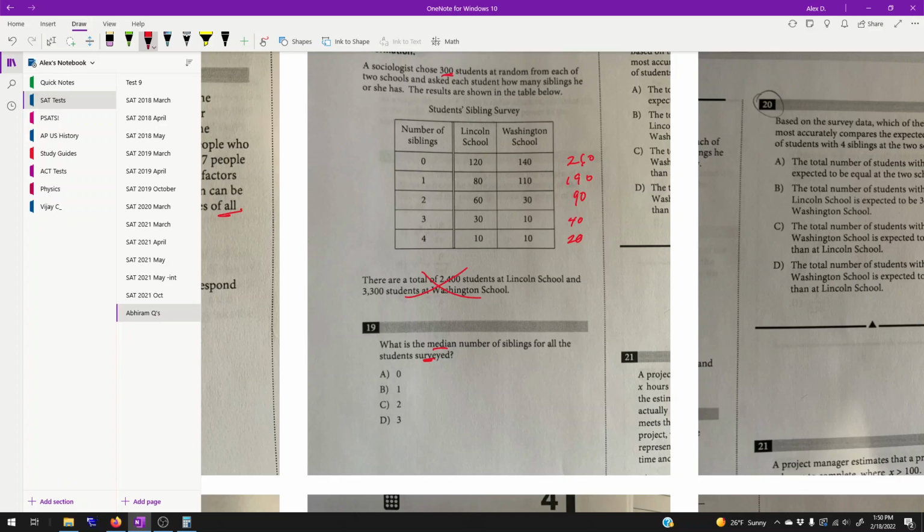So they asked 300 students, so the median of 300 is going to be the average of the middle two, because it's an even number of terms. If it was odd, just the middle term would be the median. So because it's even, we take the average of the two middle terms. And the middle of 300 is going to be what? 149 and 150, or 150 and 151, one of those pairs. My guess is it's not going to matter.